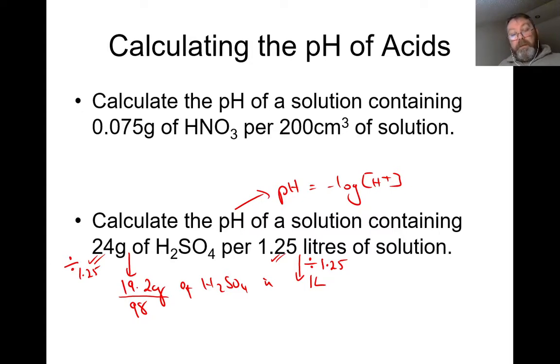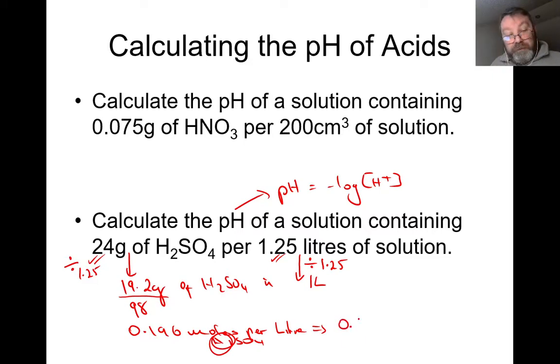comes out as 0.196. 0.196 moles per litre. Okay, and that's just of the acid. Now, of H2SO4. Okay, how many hydrogens in H2SO4? 2. So therefore, it'll be twice that of H+. So you multiply that by 2, and that's going to give me 0.392 moles per litre of H+, which I now feed into the minus log formula.